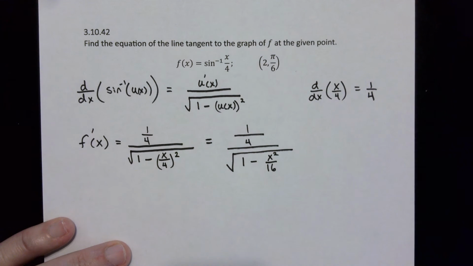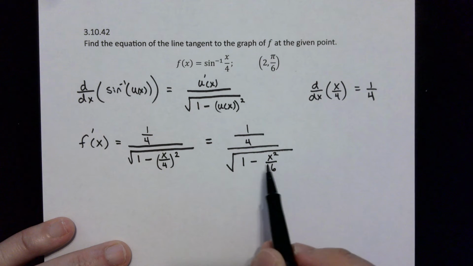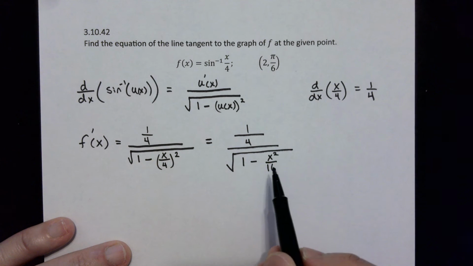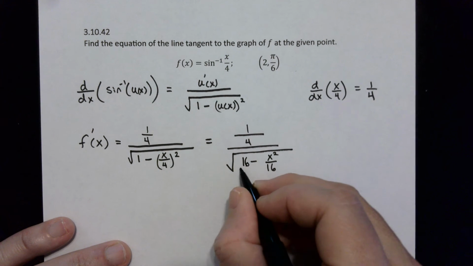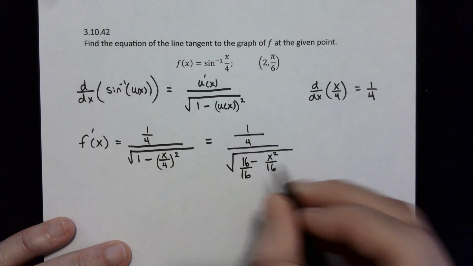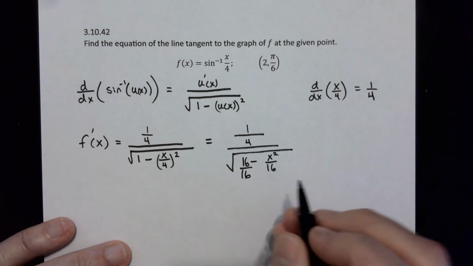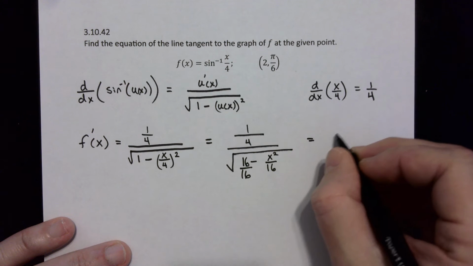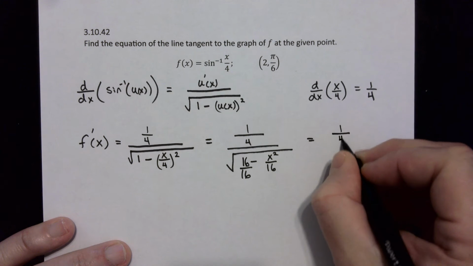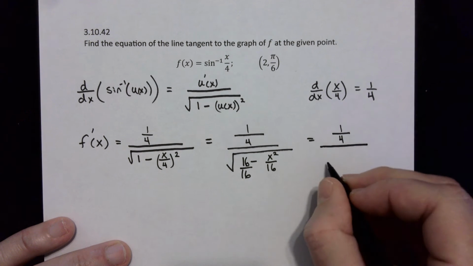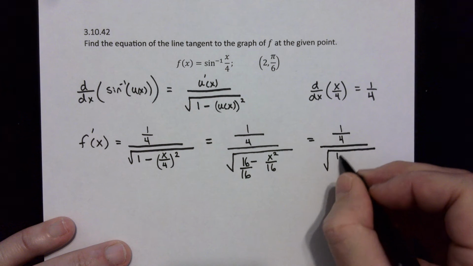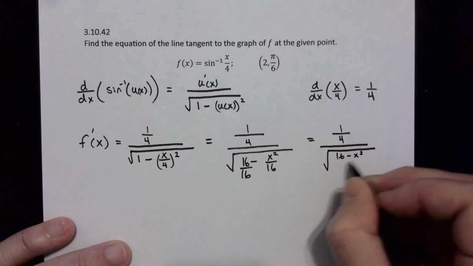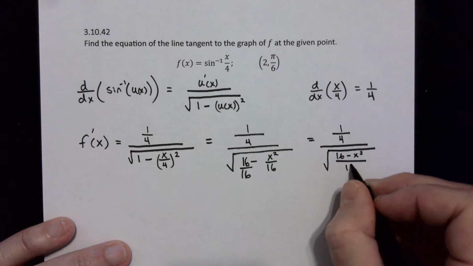Okay, so I want to combine these two things right here, the 1 and this fraction. So instead of a 1, I'm going to write it as 16 over 16. Now that's still 1, right? But now we can combine these two fractions on the inside. Okay, so I get 1 over 4 divided by the square root. See, the tops are 16 minus x squared, and the bottom is a 16.